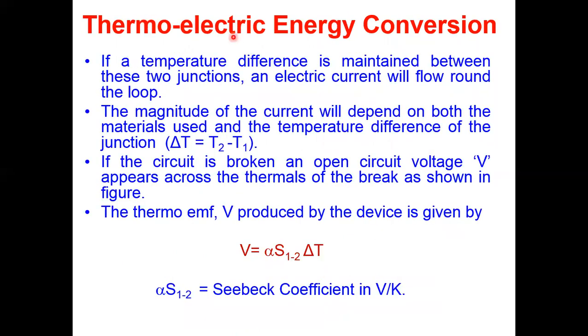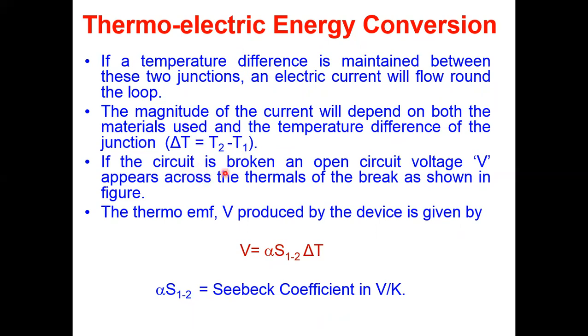And how is thermoelectric energy converted? If a temperature difference is maintained between the two junctions, an electric current will flow around the loop, as we already know from the Seebeck effect. The magnitude of the current depends on both the materials used and the temperature difference of the junctions, that is delta T is equal to T2 minus T1.